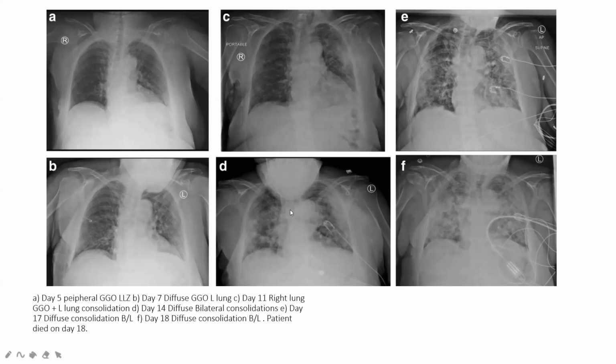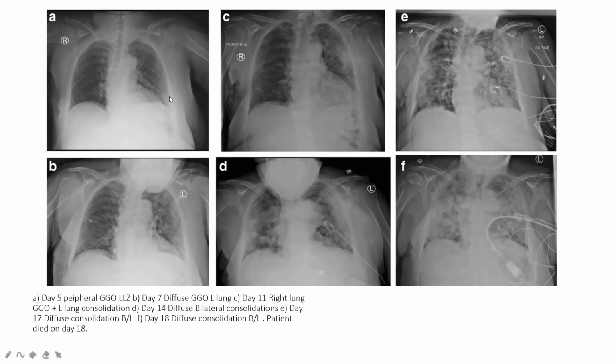And in D, we can see that the opacities are mostly tending to consolidations. They're very white, and they're very diffuse, present bilaterally in most lung fields. And from here, unfortunately, it's a downward pattern, and things get worse and worse, and they become more and more dense and more and more diffuse. And unfortunately, the patient died on day 18.